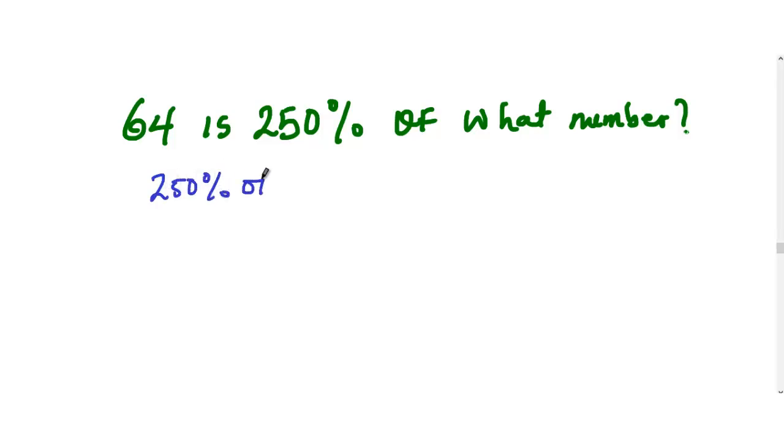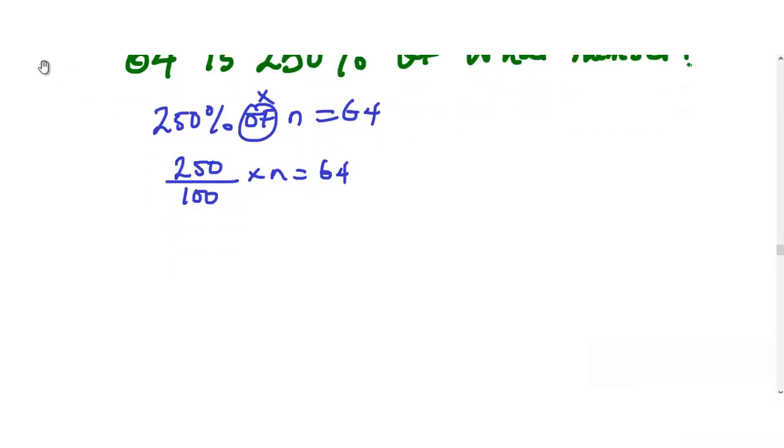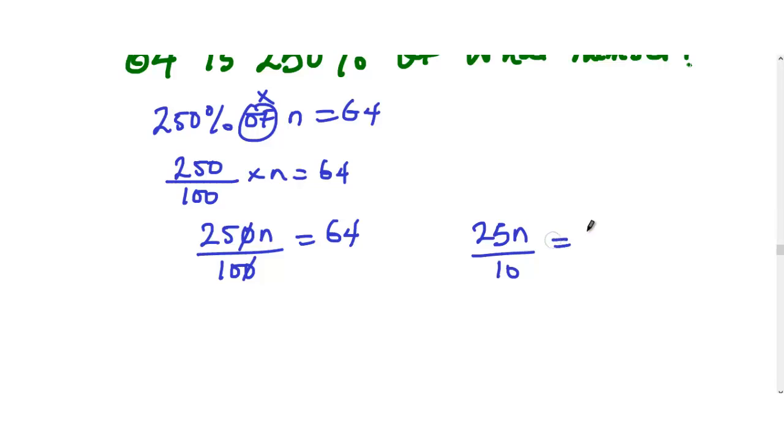So if the number is n, we can say 250% of n is equal to 64. So 250% in this case is 250 divided by 100, and "of" here means multiplication, times n is equal to 64. So this will return 250n over 100 is equal to 64. This cancels this, so we have 25n over 10 is equal to 64.